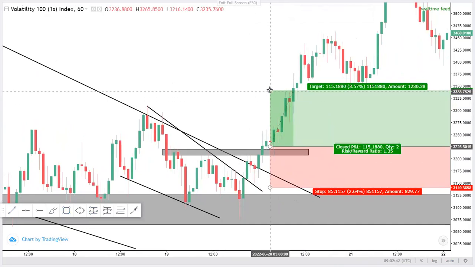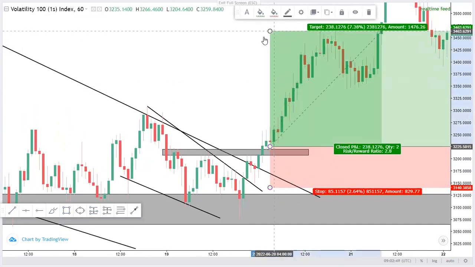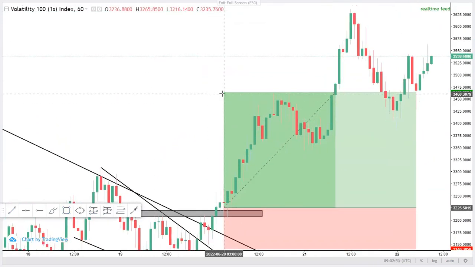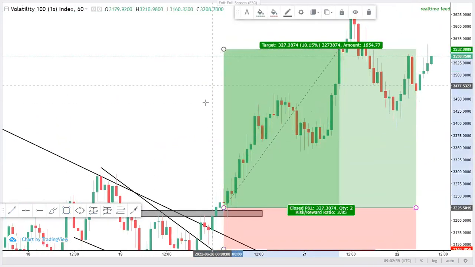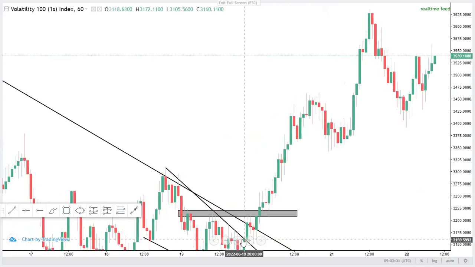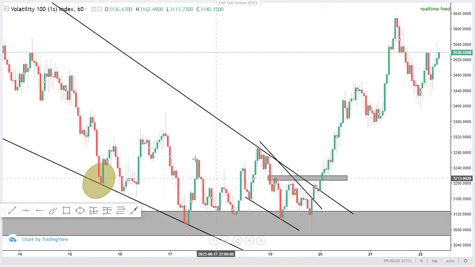And then you could have just been sitting on this trade, even till now, and your stop loss would have been at break even. So another way of getting into this trade is like this.